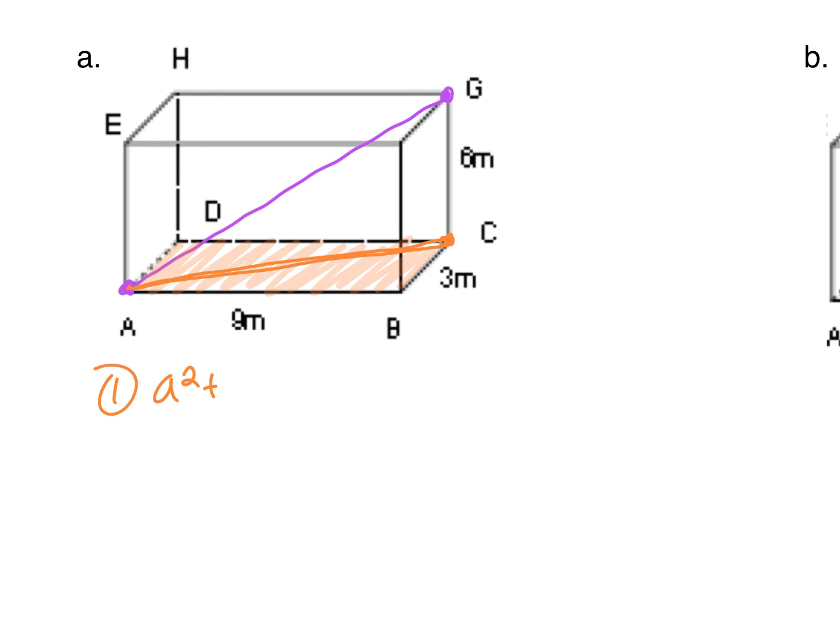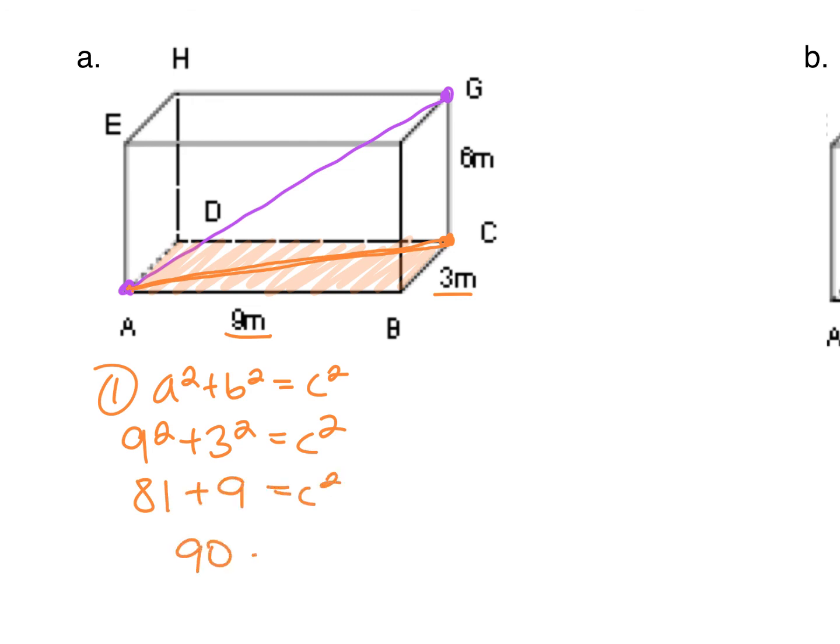So if we start with the Pythagorean theorem, my legs are 9 and 3. So I'm going to have 9 squared plus 3 squared equals c squared. 9 squared is 81. 3 squared is 9. When I add them together, I get 90 equals c squared. So square root. C equals the square root of 90. I don't need a calculator yet. I'm going to leave it just like that, square root of 90. I know that's unusual, but we're going to use that square root in number 2.